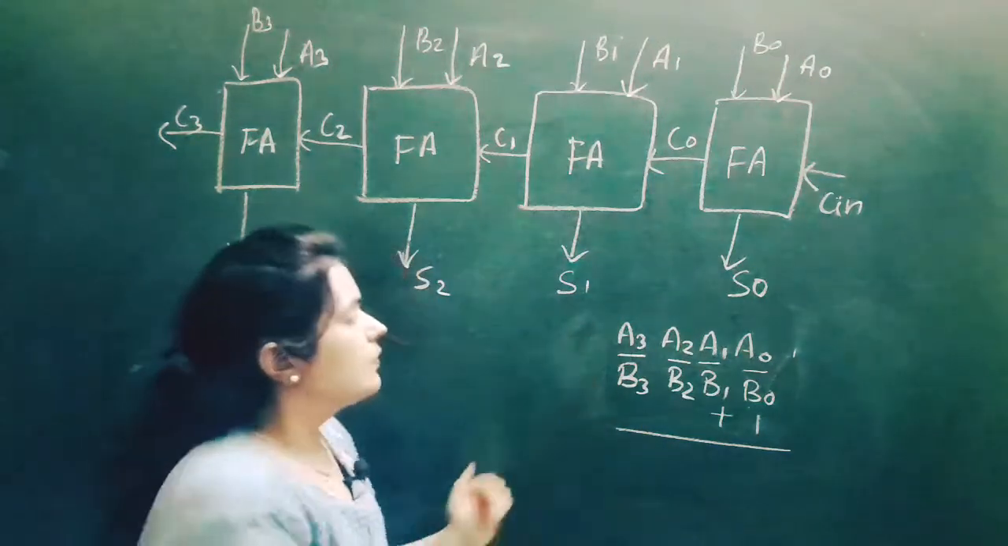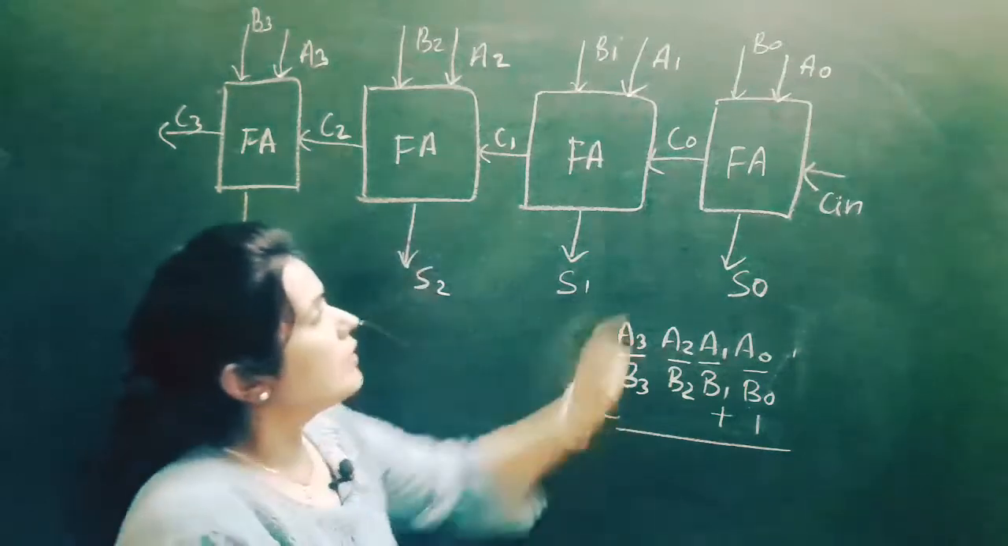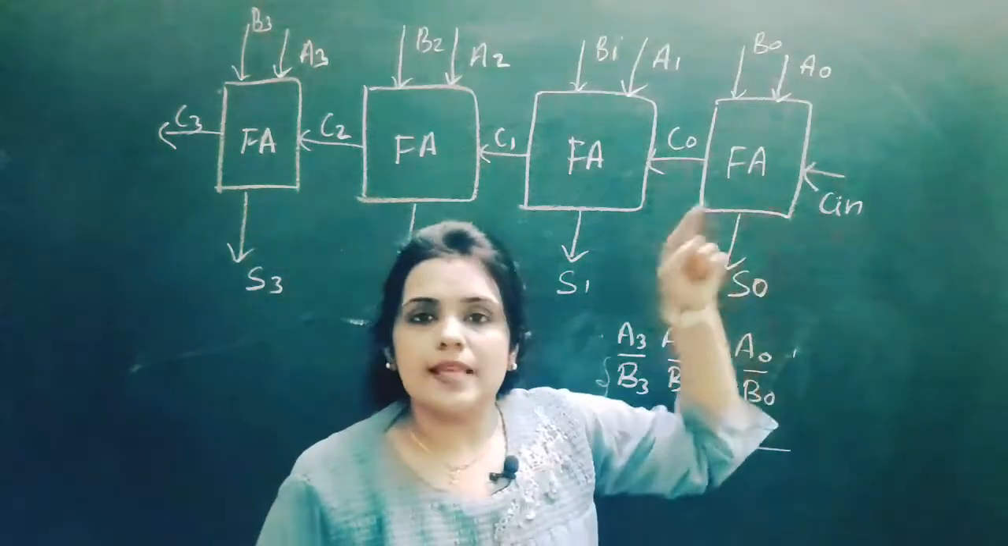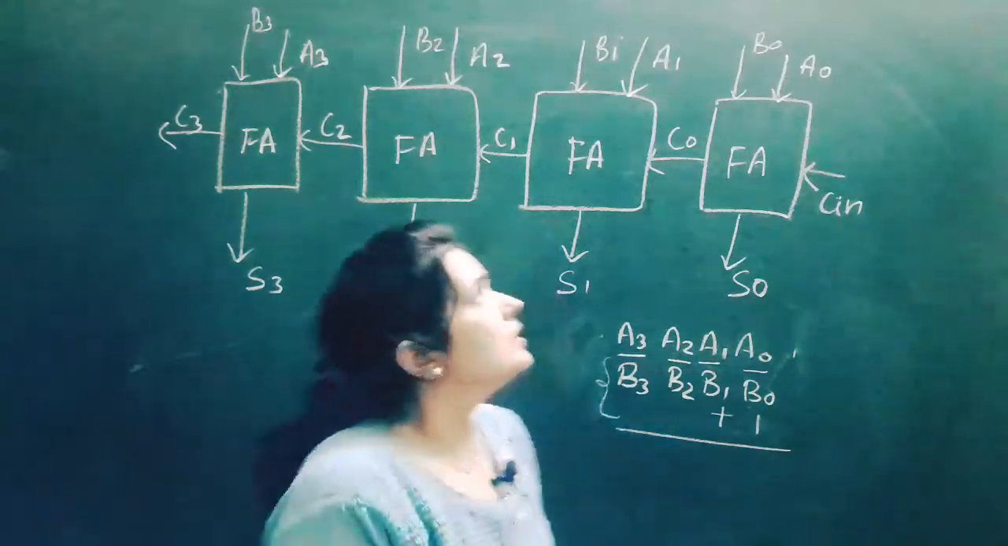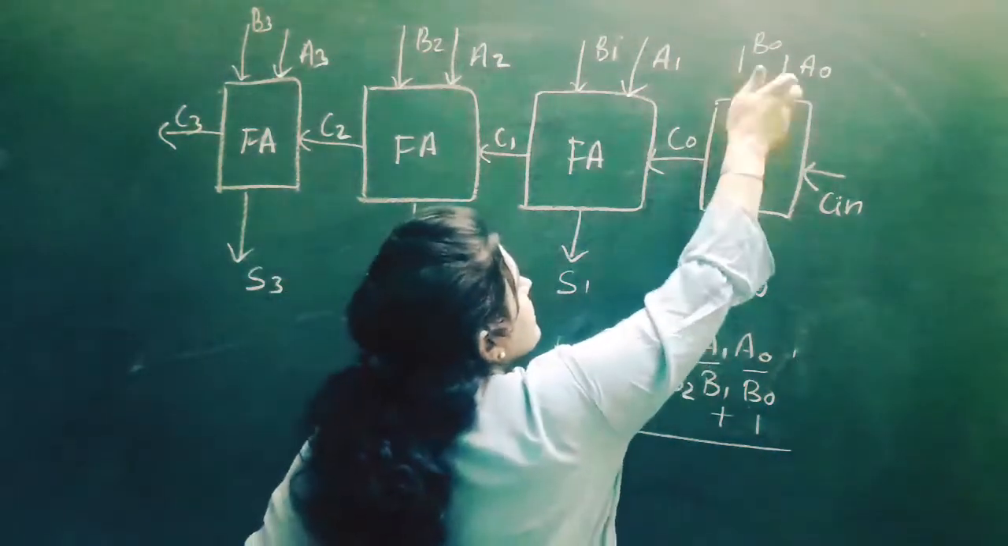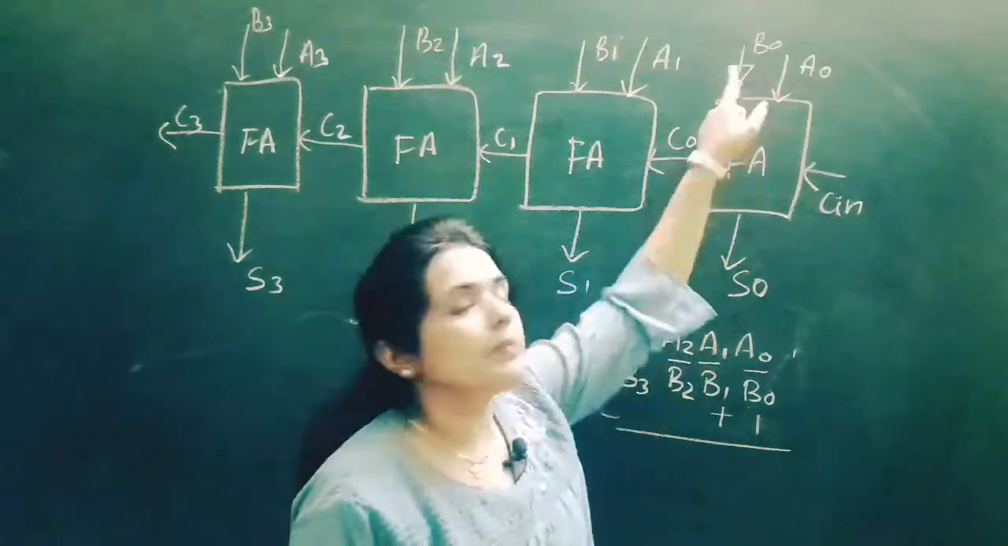This is our formula. We want to add A with 2's complement of B. So our first input will be A, but our second input will not be simply B. It will be complement of B. Therefore I should put a NOT gate here, to obtain the complement of B.